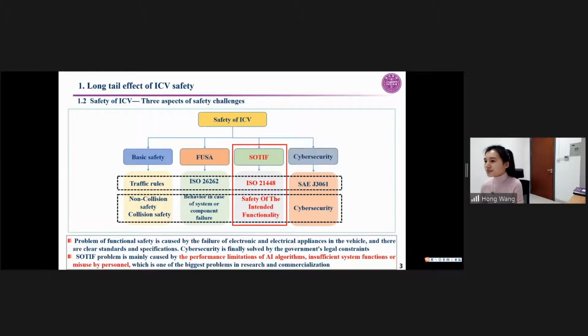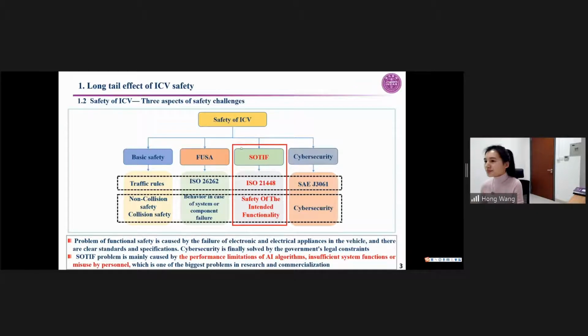The first one is functional safety, which we call FUSA. The second one is SOTIF, the safety of the intended functionality. And the third aspect is cybersecurity. FUSA deals with problems caused by the failure of electronic and electrical components in the vehicle, and there are clear standards, ISO 26262 and more specifications. So it is mature at this time, at least in the academic research area. And cybersecurity we think is finally solved or controlled by the government's legal constraints.